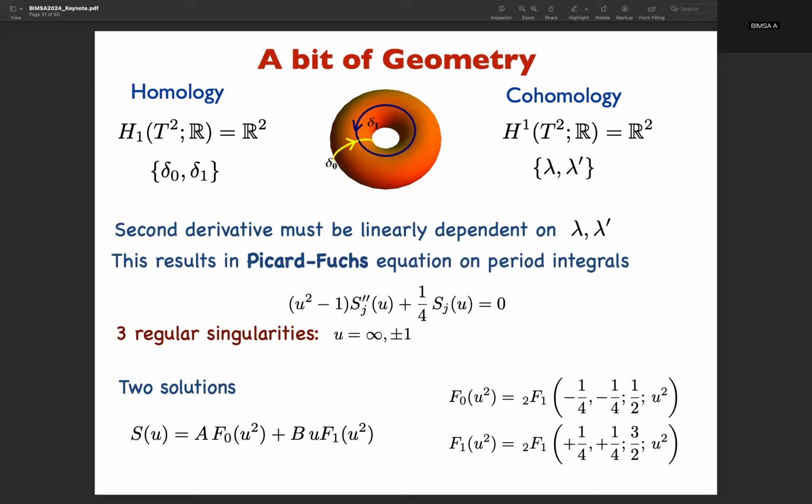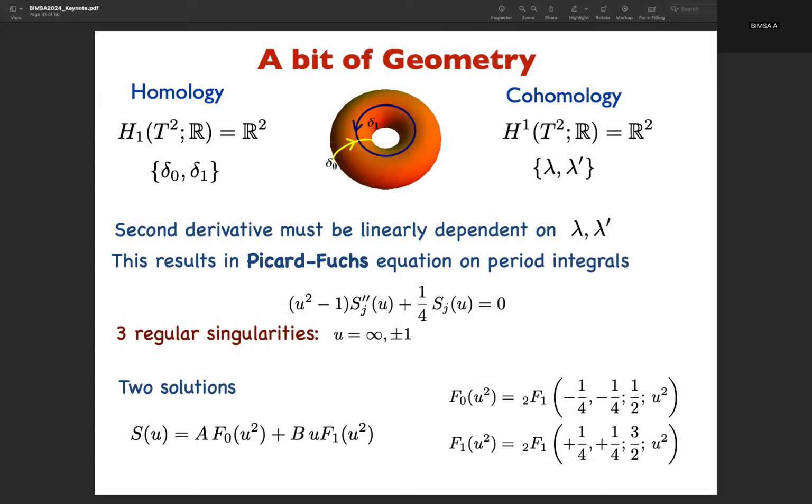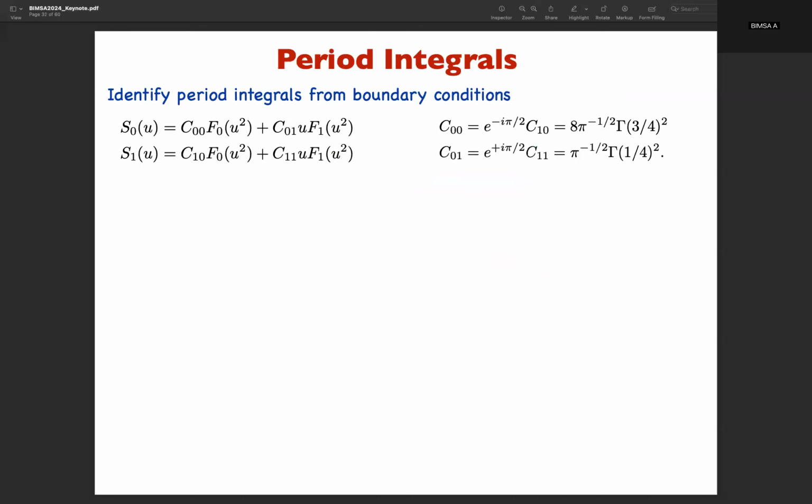This equation has 3 regular singularities, the same ones that we discussed: plus minus 1 and infinity, obviously. And it has 2 solutions, and they are known special functions, the hypergeometric function with different values of parameters. So this is the space of solutions. Now we need to identify the constants by relating them to the boundary conditions.